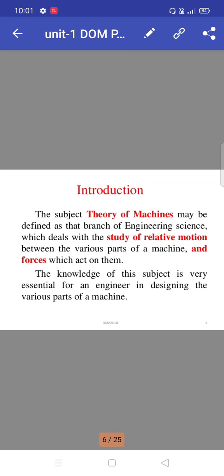The subject theory of machines is defined as a branch of engineering science, a study of relative motion between various parts of an engine and forces which act on them. It's very essential for an engineer in designing the various parts of the machine. So the design aspect is very essential, and it's necessary to move forward.